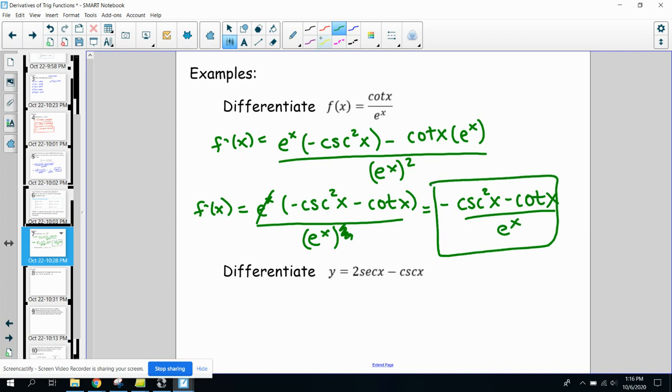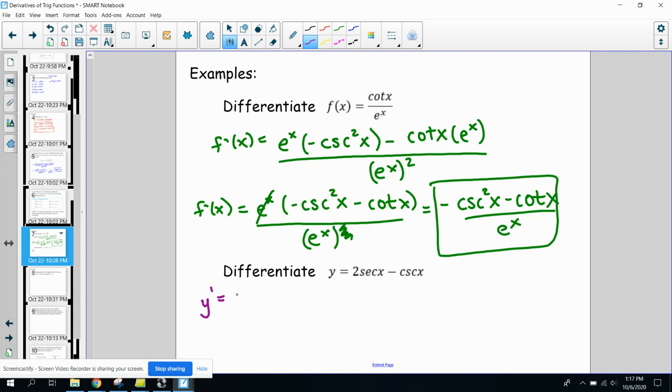Okay, and then let's look at this one on the bottom here. So again, differentiate, so that means find the derivative of. So we're going to have y prime. Here we have 2 times secant x. Technically if you wanted to use the product rule, you could, but because what's in front is a 2, that means it's a constant. If I did the product rule, the derivative of 2 is just 0. So we're just going to use the idea that the 2 is a constant, so that just stays in front, and take the derivative of what is next to it.